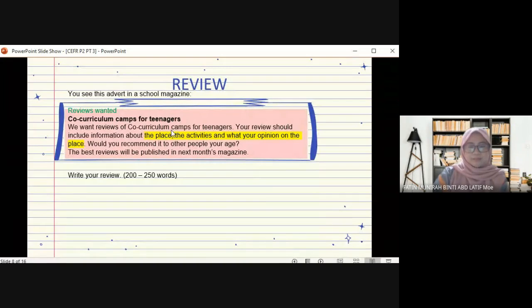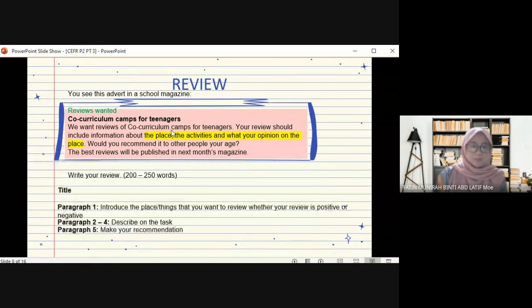So bila awak dah baca soalan, dah underline the keywords, you have to plan. So this is how you plan. Ini macam mana awak plan essay. Okay, write the title, tulis tajuk. Nak tulis tajuk apa? Tulis nama tempat ke ataupun just simply write co-curriculum camps for teenager pun tak apa. As long as awak ada title, tajuk review tu. Kalau nak senang, tulis je nama tempat.